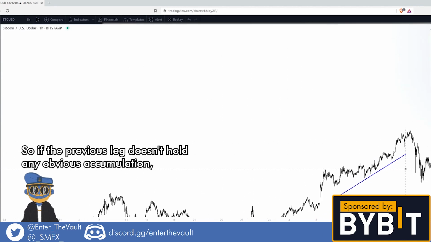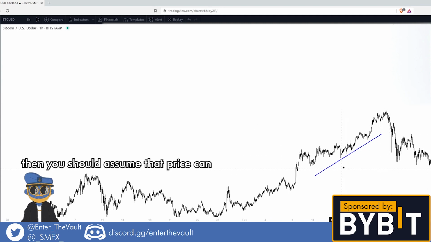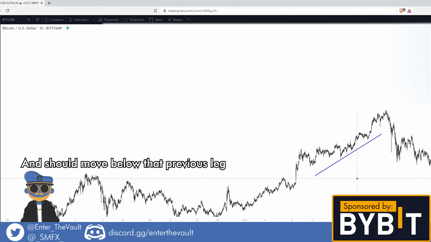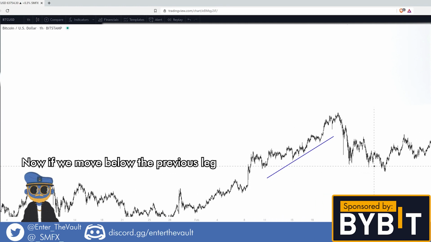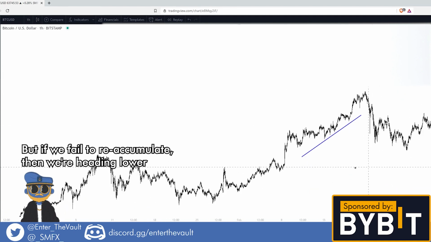If the previous leg doesn't hold any obvious accumulation, then you should assume that price can and should move below that previous leg. Now, if we move below the previous leg and start to reaccumulate, that's a sign that the move was in fact manipulation. But if we fail to reaccumulate, then we're heading lower.